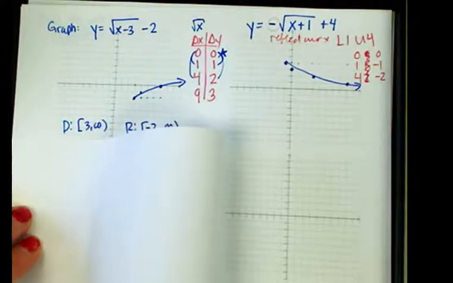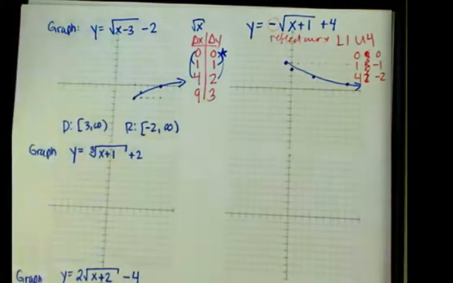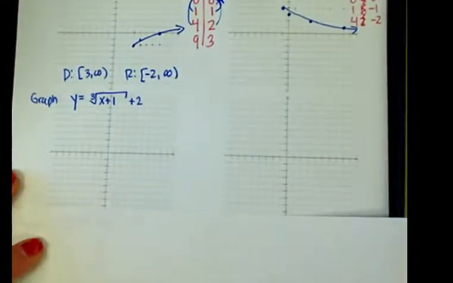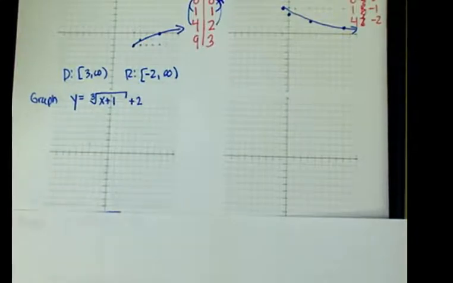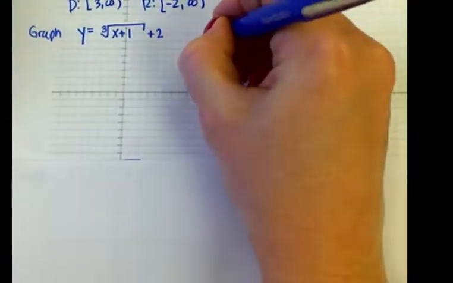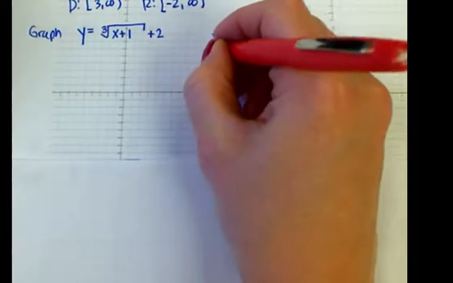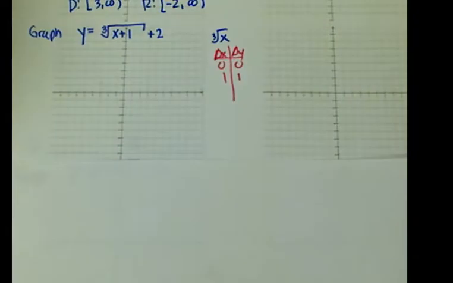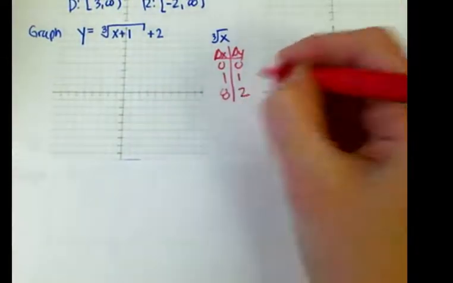We're going to change the parent function. We'll come back and do some more radicals, but okay. Cube root. The parent function for a cube root is this. Change in x, change in y, 0, 0, 1, 1. What's the perfect cube? 2 and 8. Okay, 8 is the perfect cube. When you cube root it, you get 2.